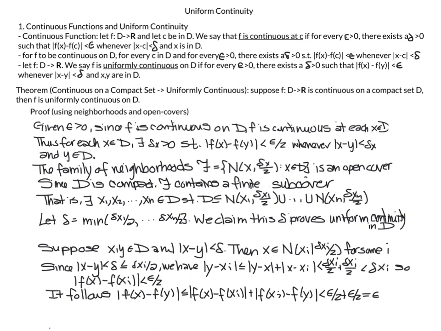So from there we have |f(x) − f(x_i)| < ε/2. So it follows that |f(x) − f(y)|, if I just add an f(x_i) and subtract an f(x_i), I can divide it into these two inequalities, will be less than ε/2 + ε/2, which is equal to ε. And that's exactly what we needed to prove continuity.